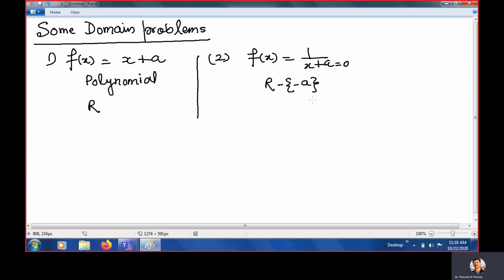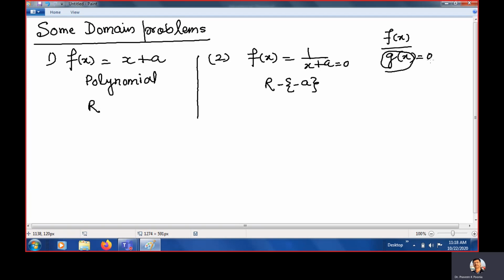You need to be a little cautious when you are writing the domain of a quotient function. Quotient means that it is in the form of f(x) upon g(x). Clear? If some function is written f(x) upon g(x), then you need to search the domain. But here you need to be cautious that the denominator should not be equal to 0.